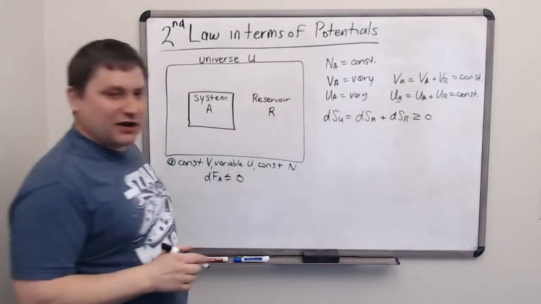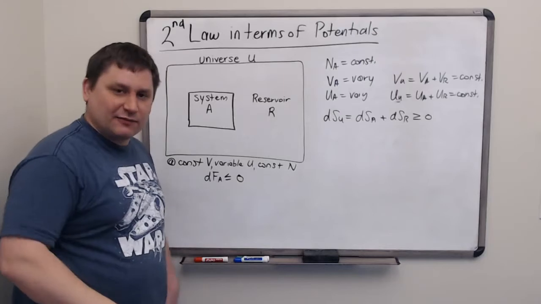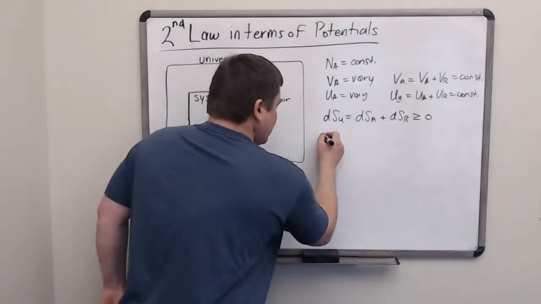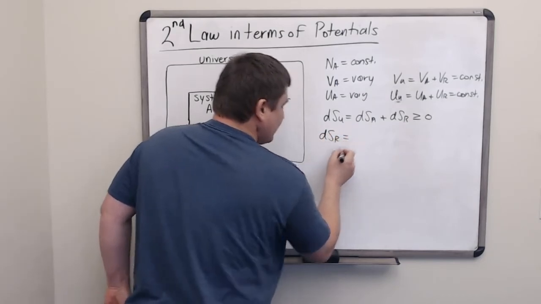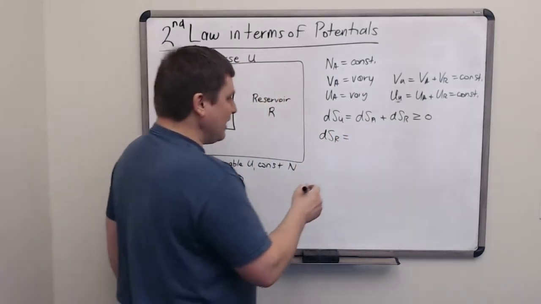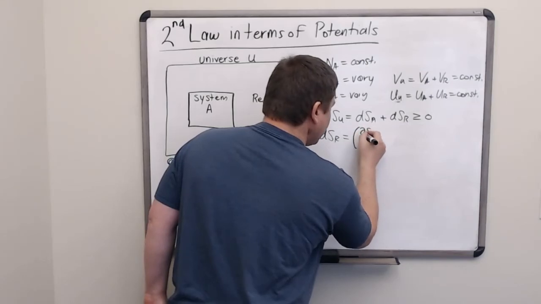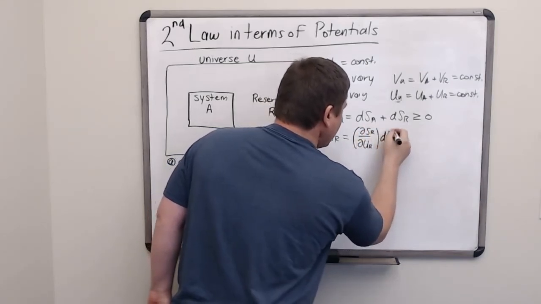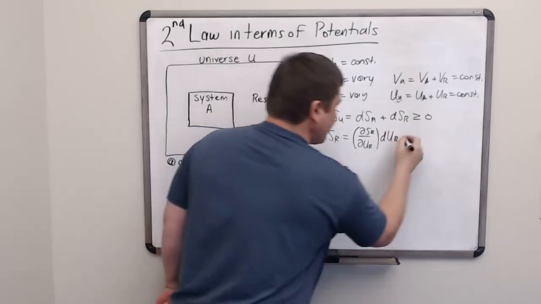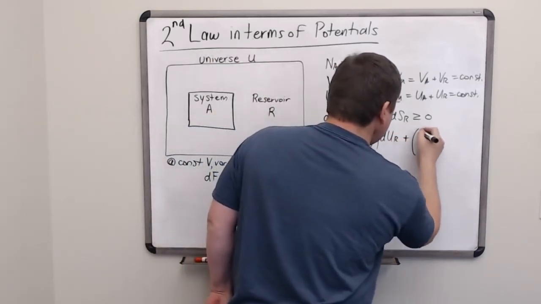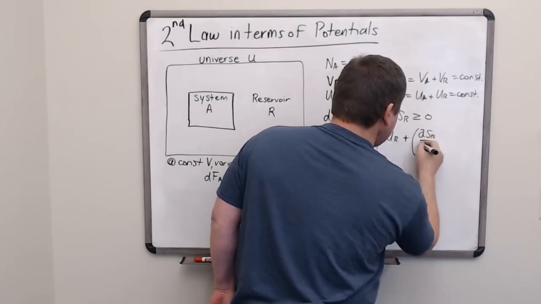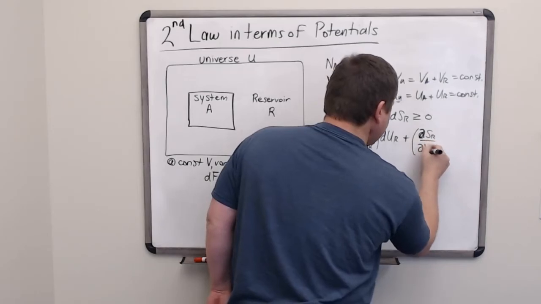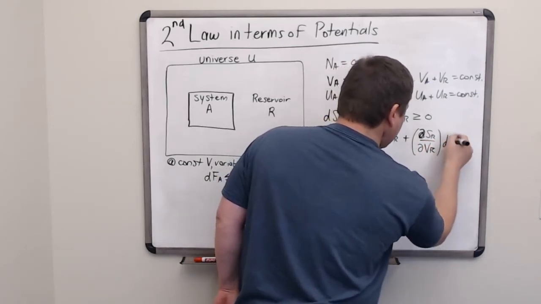Again, we'll seek an expression for the second law of thermodynamics in terms of only properties of system A. Under these conditions, the entropy of the reservoir can change now for two reasons. First, it can gain or lose energy. And secondly, it can gain or lose volume: dS_r/dV_r times dV_r.